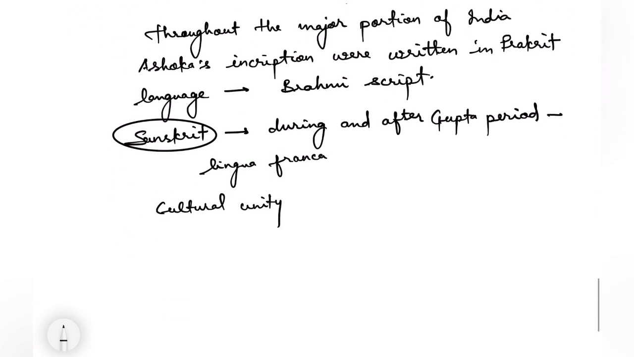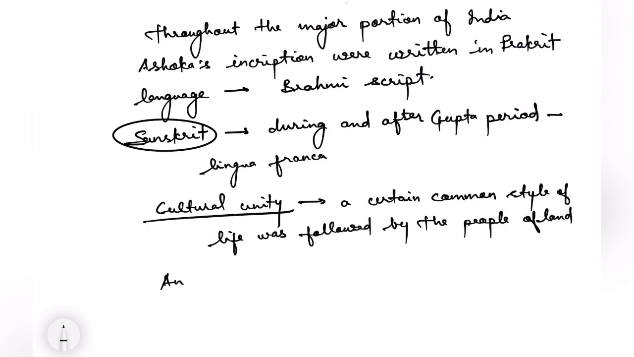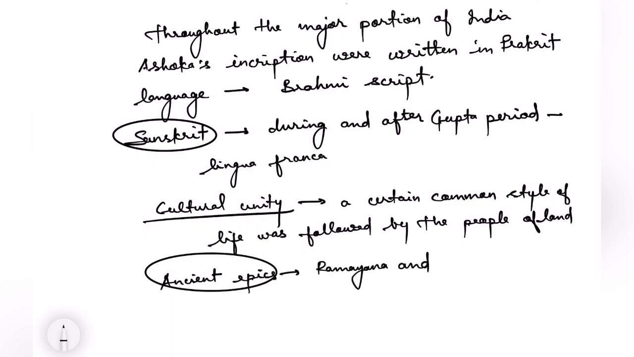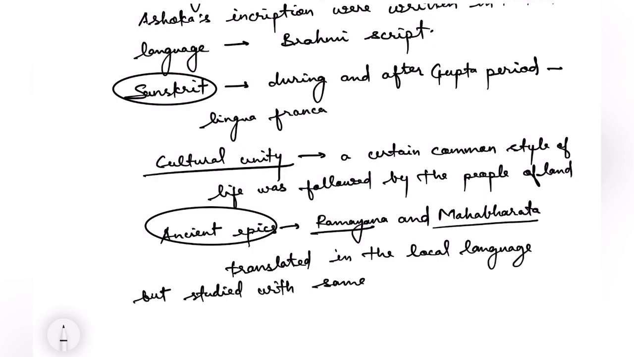And if you talk about the cultural unity, so we all know that even though they were following different religions, different social customs, they were all following a certain common style of life throughout the country. So this common style of life brings the cultural unity. And the ancient epics like Ramayana and Mahabharata were written in Sanskrit, but they were translated later into local languages, and the people of each area were reading and studying them with the same zeal and emotion. They have the emotional connect, so the cultural unity was there.